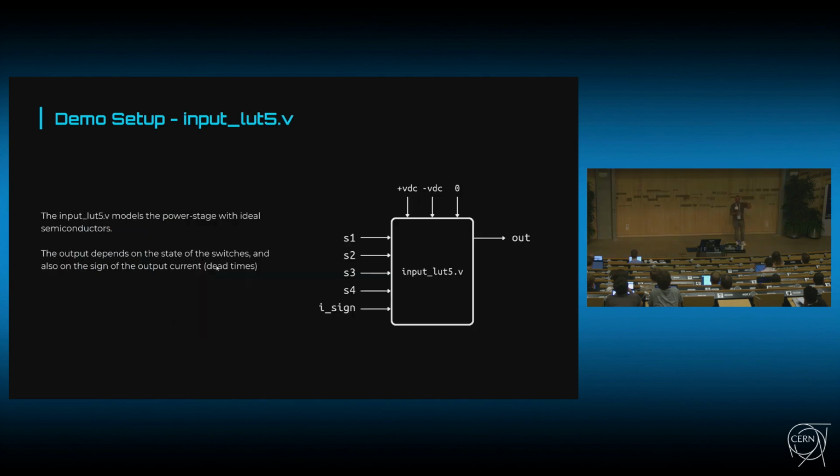Regarding the power stage, it can be modeled using a LUT5, in which we have the 4 inputs of the state of the 4 switches, and then we also have another input, which is the sign of the current, because according to the sign of the current, the output can change, especially when we are in some of the dead times of the system.